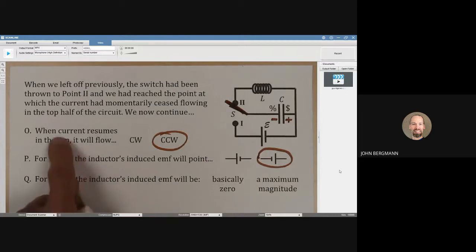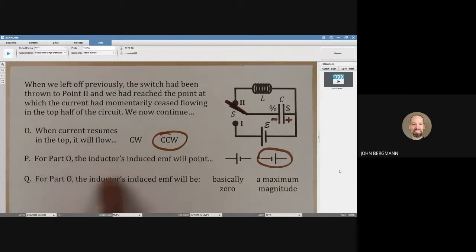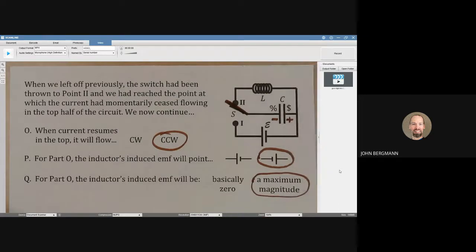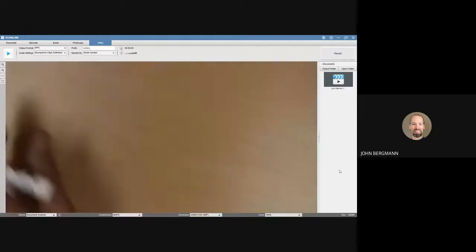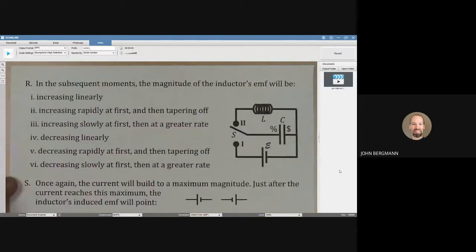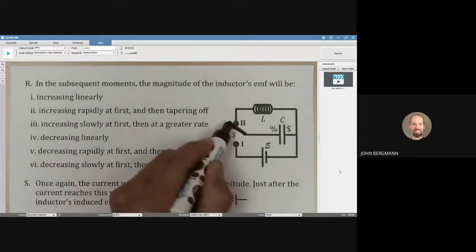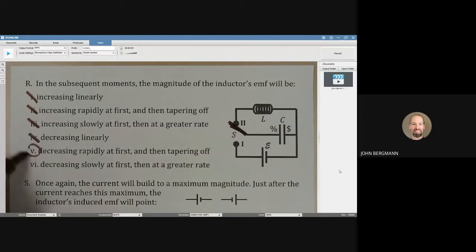For this part, when current resumes in the top, is the inductor's induced EMF going to be basically 0, or is it going to be a maximum? No, it's going to be a maximum because the push from the capacitor is a maximum. And so the induced EMF from the inductor is also going to be a maximum. We're just going to follow this line of reasoning right to the end. In subsequent moments, what's going to happen to the magnitude of the inductor's EMF? Decreases rapidly at first, then tapers off.